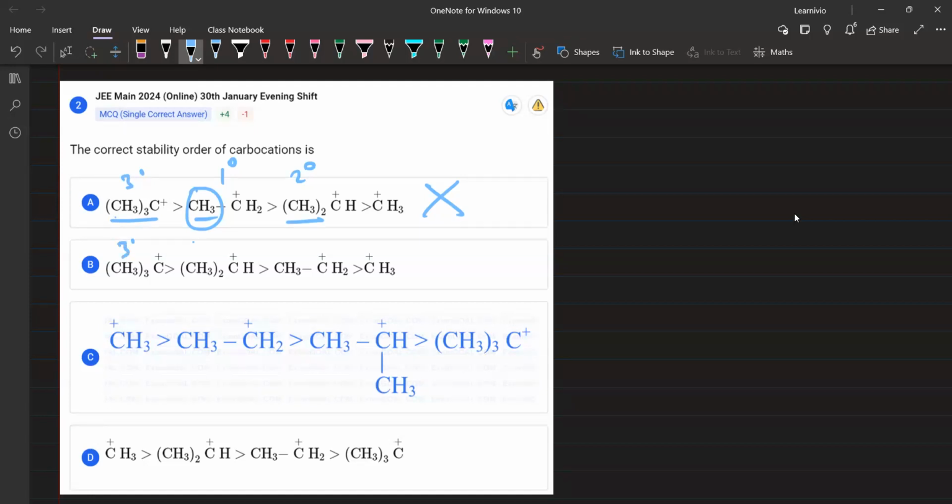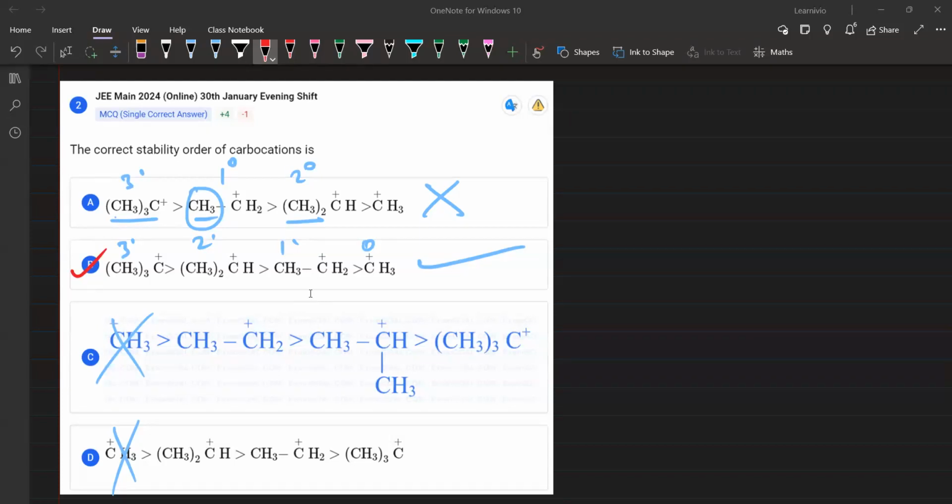This is 3 degree. This is 2 degree. This is 1 degree. This is 0. So this is correct. 1 degree most stable, not possible. So you have seen all the options, and B is the correct one. It should take you only 15 seconds, 20 seconds, at most 30 seconds.